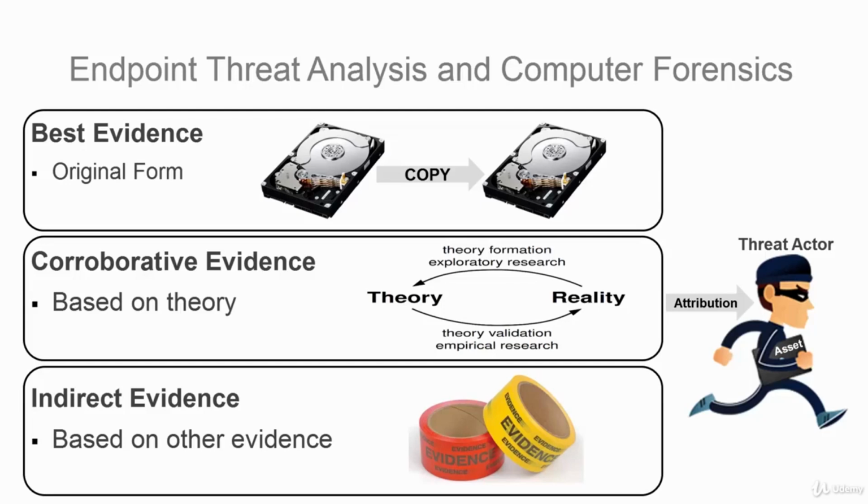Corroborative evidence is evidence that is based on a theory that is supported by the initial case evidence. Indirect evidence is evidence that is dependent on a connection to additional evidence, such as fingerprints or DNA left at the scene.